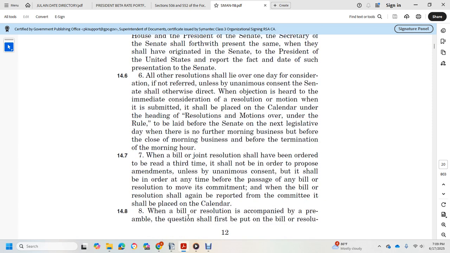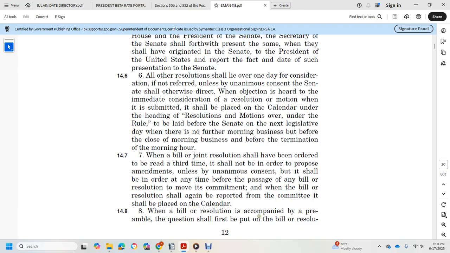When a bill or joint resolution has been ordered to be read a third time, it shall not be in order to propose amendments unless by unanimous consent, but it shall be in order at any time before the passage of any bill or resolution to move its commitment. When the bill or resolution shall be reported from the committee, it should be placed on the calendar.